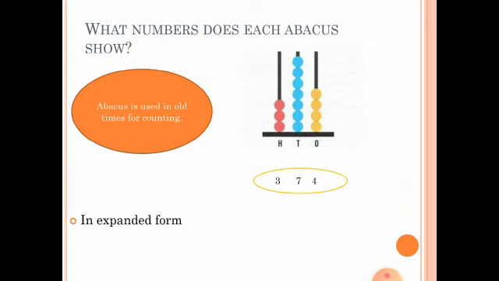374. And the expanded form, as I told you earlier, is where we write the number according to its place values along with the sign of plus. So we start from the left: 300 plus 7 tens means 70 plus 4 ones means 4. 300 plus 70 plus 4 will give us 374.